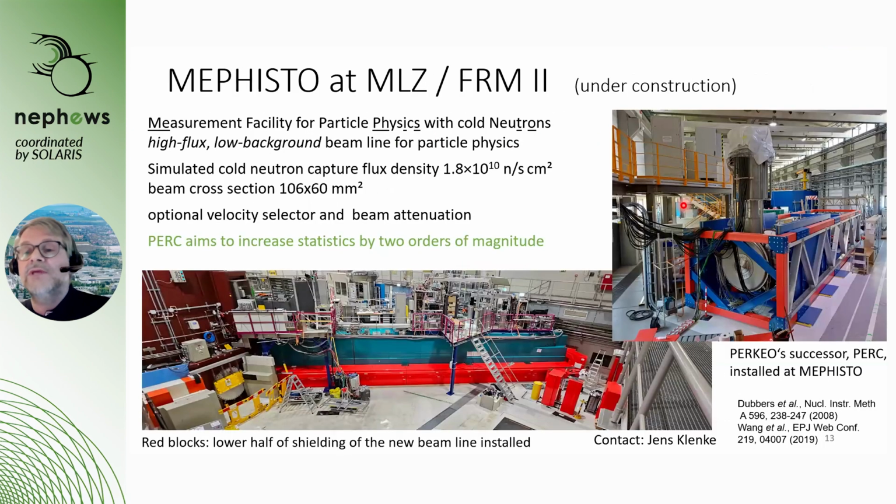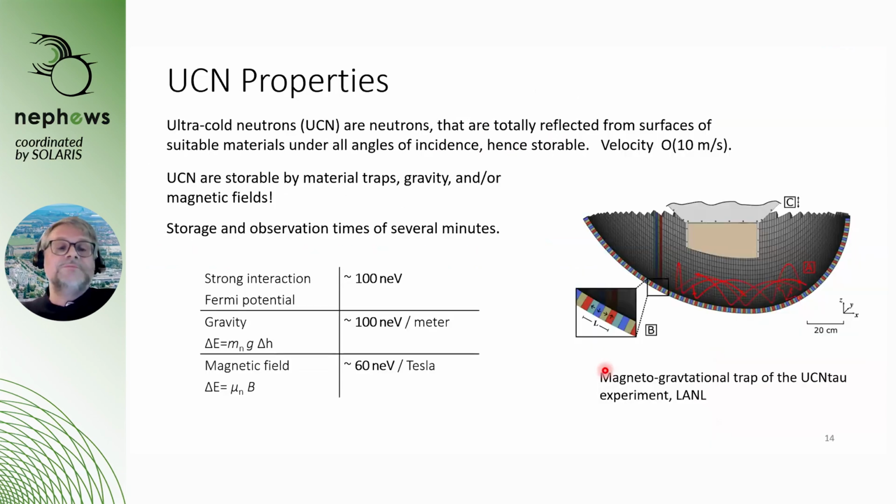And one thing we like to do there is with a measurement at FRM MLZ with a new beamline, which is about as powerful as the PF1B beamline, which will host the successor to this instrument called PERC, depicted here on the right. And you can see here the red stones are the recent progress in installation there. So it should be ready when the FRM restarts next year or so.